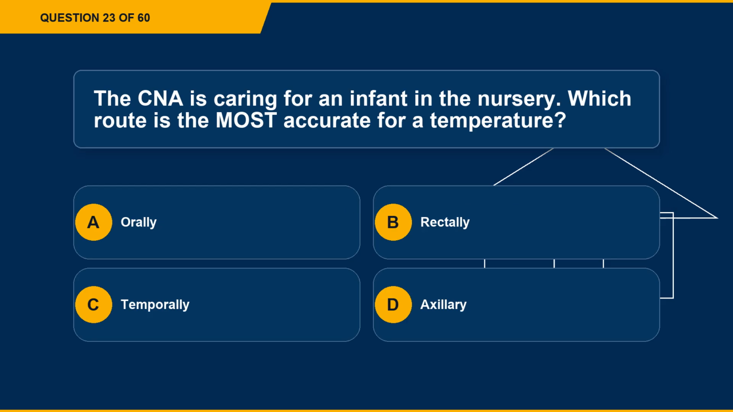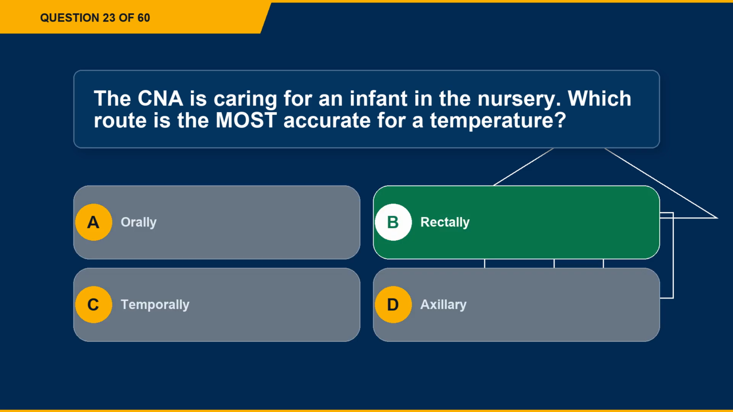Question 23. The CNA is caring for an infant in the nursery. Which route is the most accurate for a temperature? Option A, orally. Option B, rectally. Option C, temporally. Option D, axillary. The correct answer is option B, rectally.